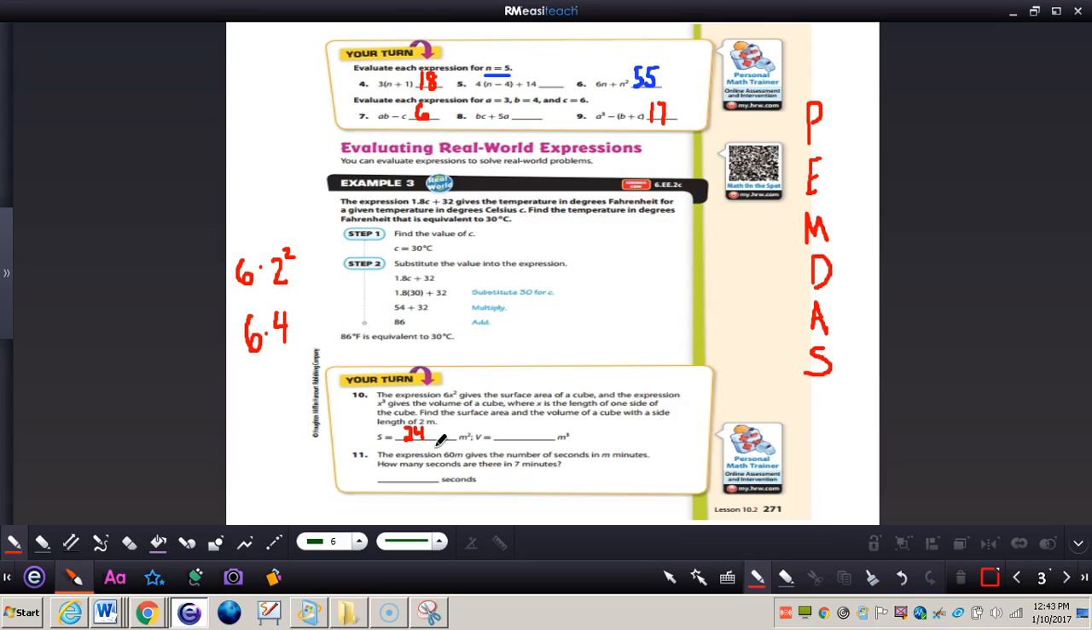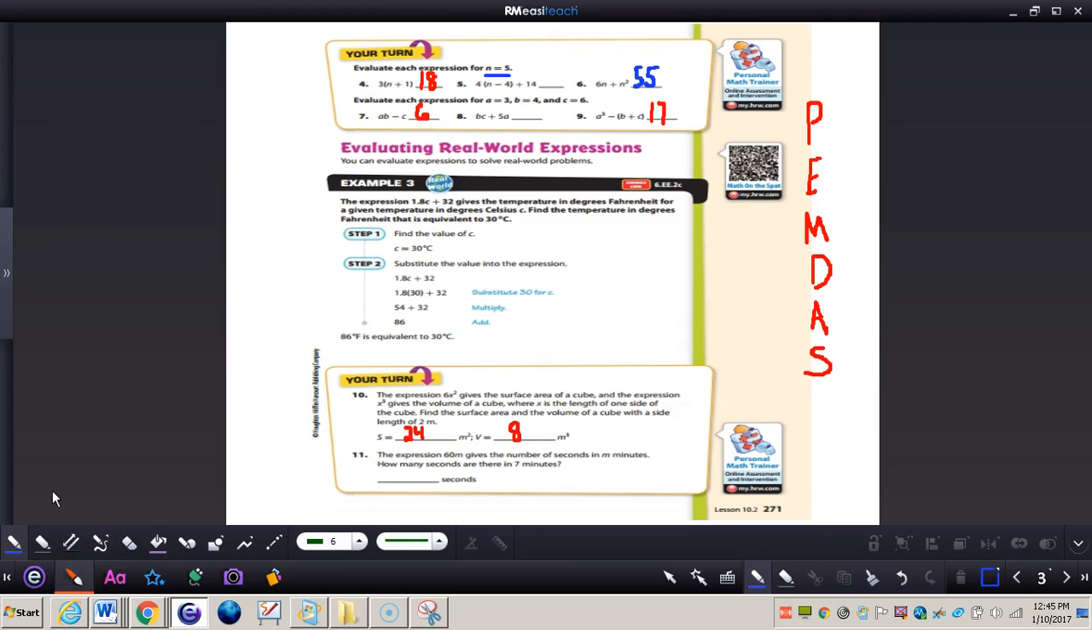Now let's take a look at the volume. The expression x cubed gives the volume of a cube. We already know that the side has a length of 2 meters. So x cubed, the x will equal 2. Now we have 2 cubed, or 2 times 2 times 2, which is going to give us 8 for the volume.